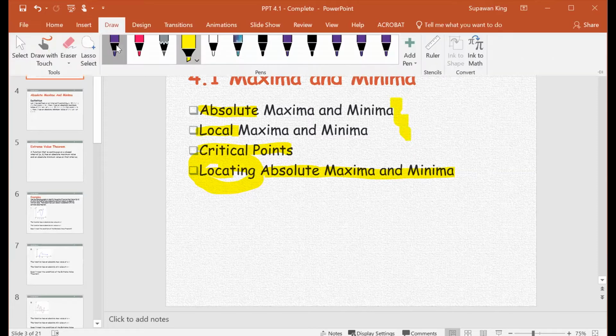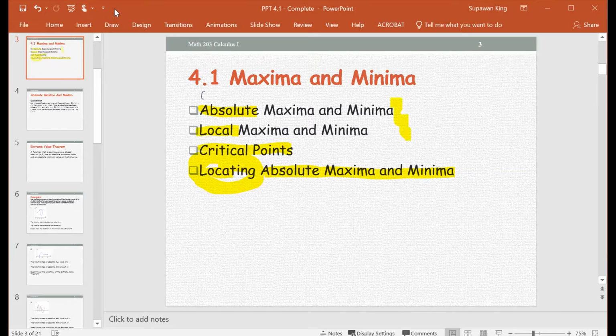Some textbooks use the term absolute as global, and some textbooks use the term local as relative. So don't be surprised if you check another textbook and they use relative maximum instead of local max, local min. The absolute and local terms are more commonly used in the content of Calculus 1, just in case you see other names. They are the same thing.